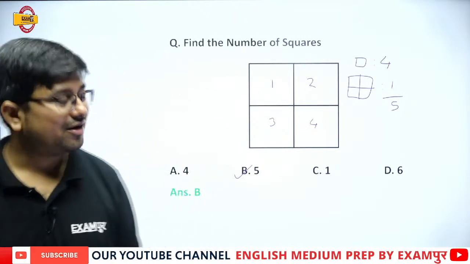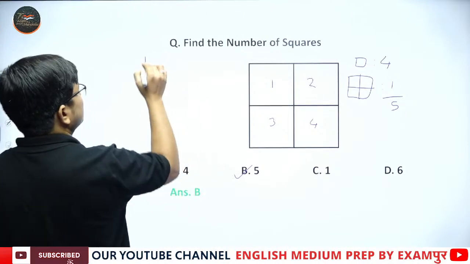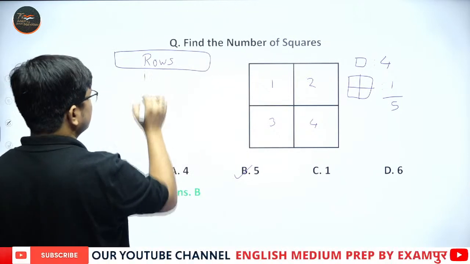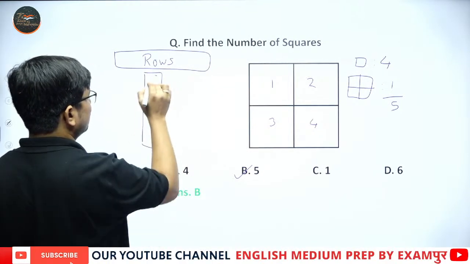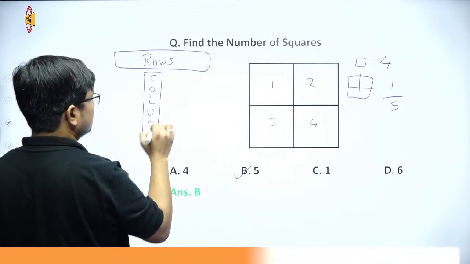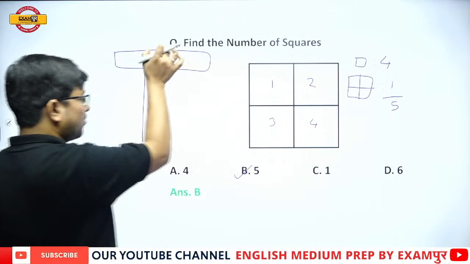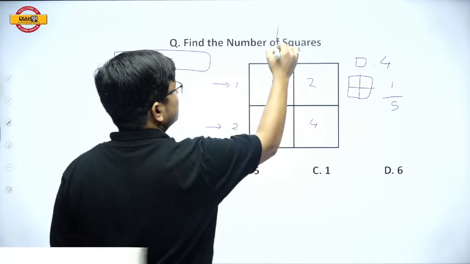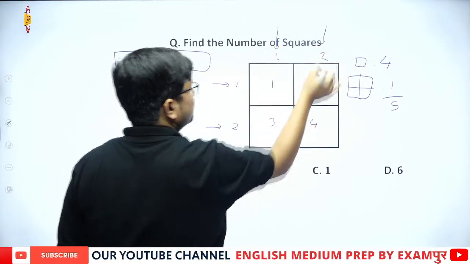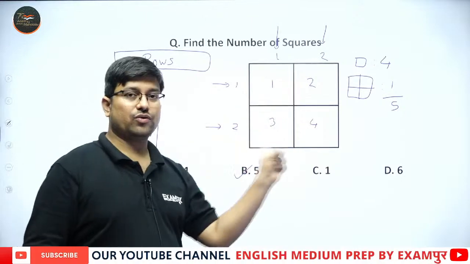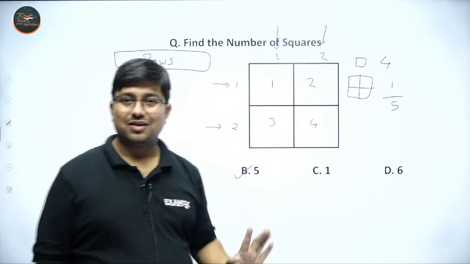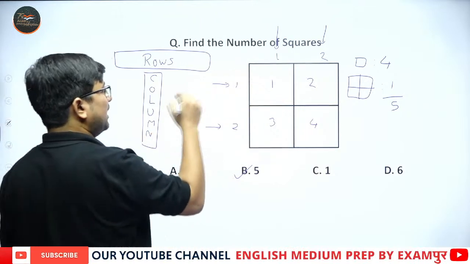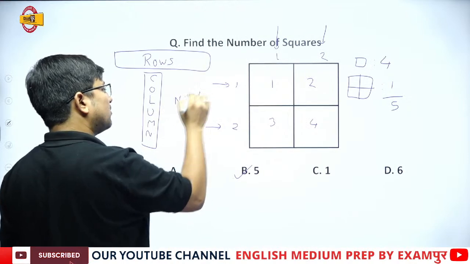Now let me tell you a formula. See, these are rows which are horizontal in nature. These are columns which are vertical in nature. So this is row 1, this is row 2, this is column 1, this is column 2. I hope it is very clear. Now whenever rows and columns will be equal, this is an n cross n matrix.